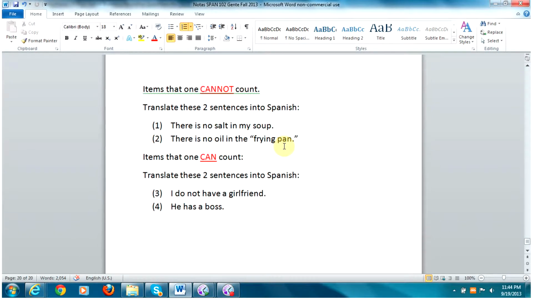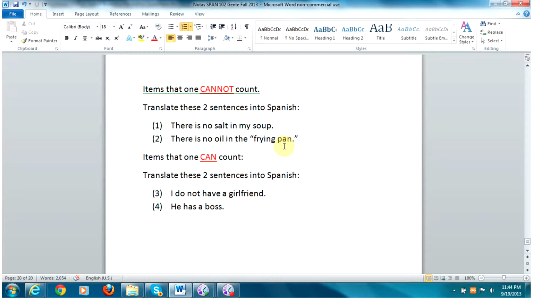Here's your homework. Items that a person cannot count. Translate these two sentences into Spanish. Number one, there is no salt in my soup. Put that into Spanish. Number two, there is no oil in the frying pan. The expression frying pan is in your vocab list. Page 144.